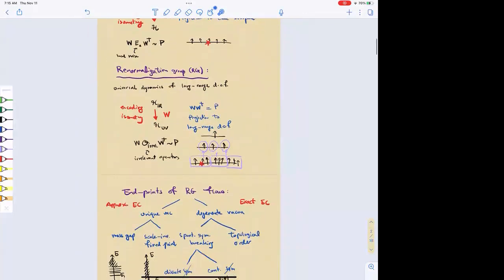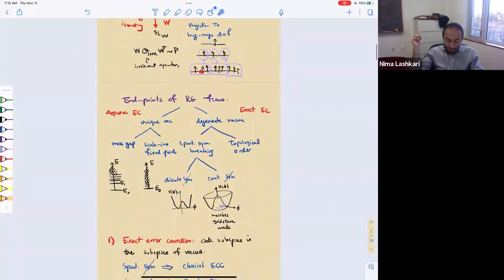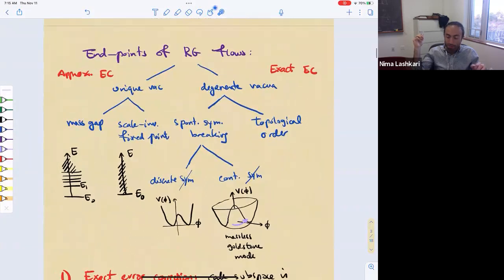Okay. All right, so now let's just talk a little bit more about connecting more with physics. That was very high level. Let's just talk a little bit more in detail. So let's consider a renormalization group. What are the possible endpoints of renormalization group flow?